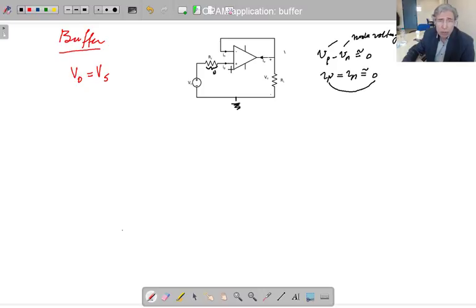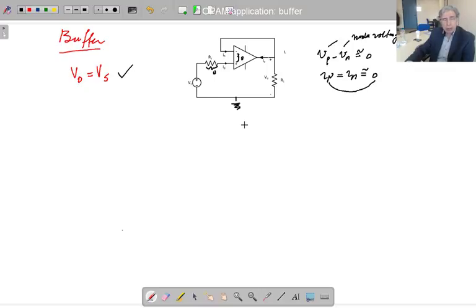Why is that? Definition relation, isn't it? Current times resistance gives you the voltage, so that voltage is 0. If that voltage is 0, and Vp minus Vn is 0, these terminals are short circuited. So if this voltage is 0, then this voltage is this point voltage. At the same time, it is this point voltage. Since this is a short circuit, it is also this voltage. So that means V out equals Vs has been proved. So this circuit does this.